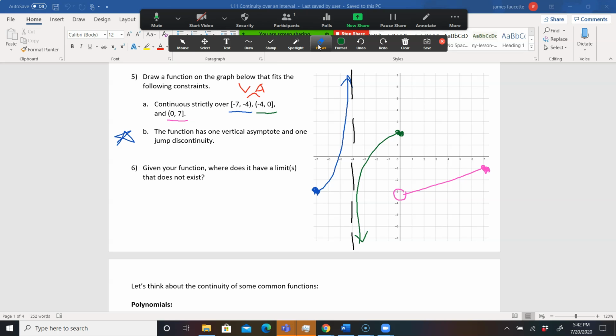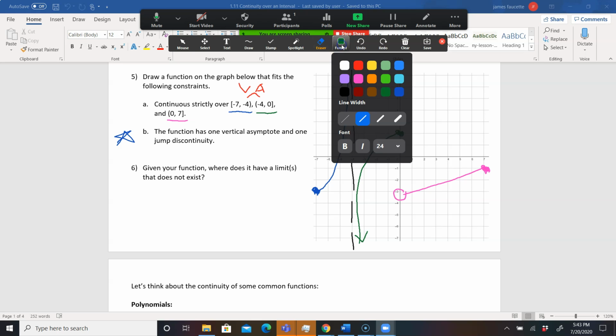So it says, given your function, where does it have a limit that does not exist, or limits that do not exist? So if we look at our graph, 2 spots should jump out at us. I'll give you 15 seconds to think about it, and then we'll discuss what those 2 spots are.